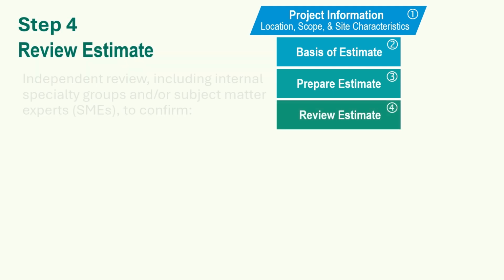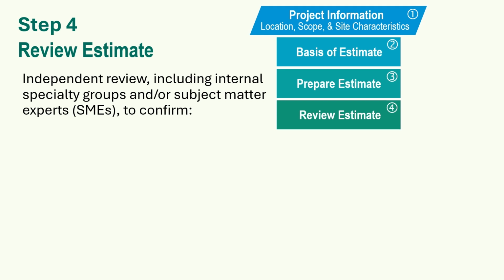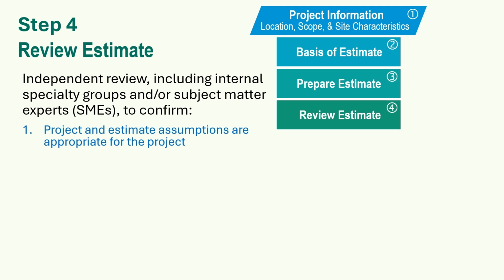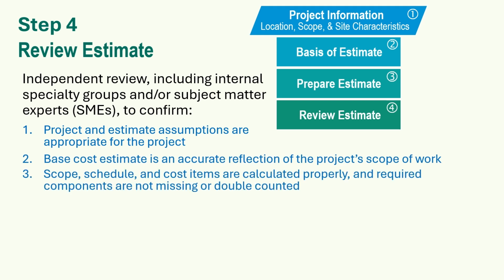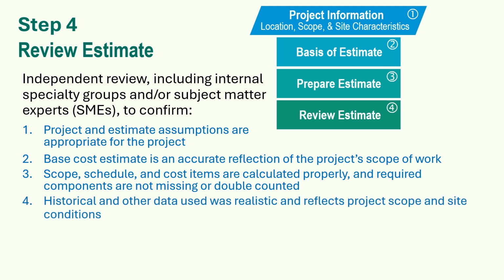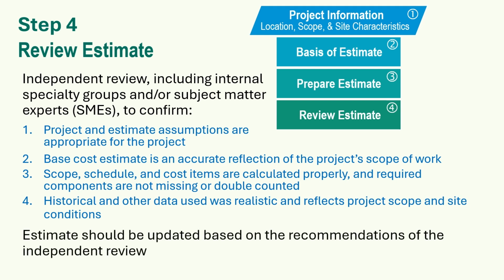Step 4. Review estimate. The estimate review plays an important role in ensuring the quality of the estimate and contributes to the overall quality of the PS&E package. Have an independent team, including internal specialty groups and/or subject matter experts, review your documents and confirm project and estimate assumptions are appropriate for the project. The base cost estimate is an accurate reflection of the project's scope of work. Scope, schedule, and cost items are calculated properly, and required components are not missing or double counted. Historical and other data used was realistic and reflects project scope and site conditions. Your estimate should be updated based on the recommendations of the independent review.